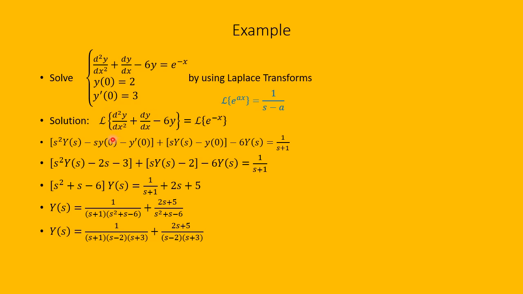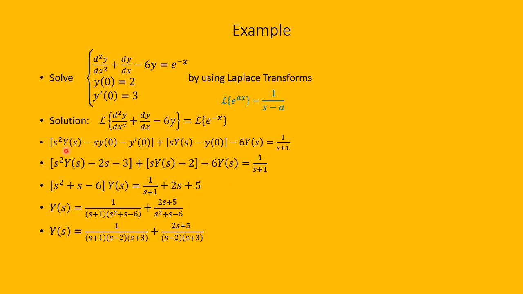What about the left-hand side? The Laplace transform of the second derivative of y with respect to x is s squared capital Y of s minus s times little y of 0 minus little y prime of 0, plus the Laplace transform of the derivative of y with respect to x, which is s Y of s minus little y of 0. The Laplace transform of minus 6y is minus 6 Y of s. And we already saw that the right-hand side becomes 1 over s plus 1.